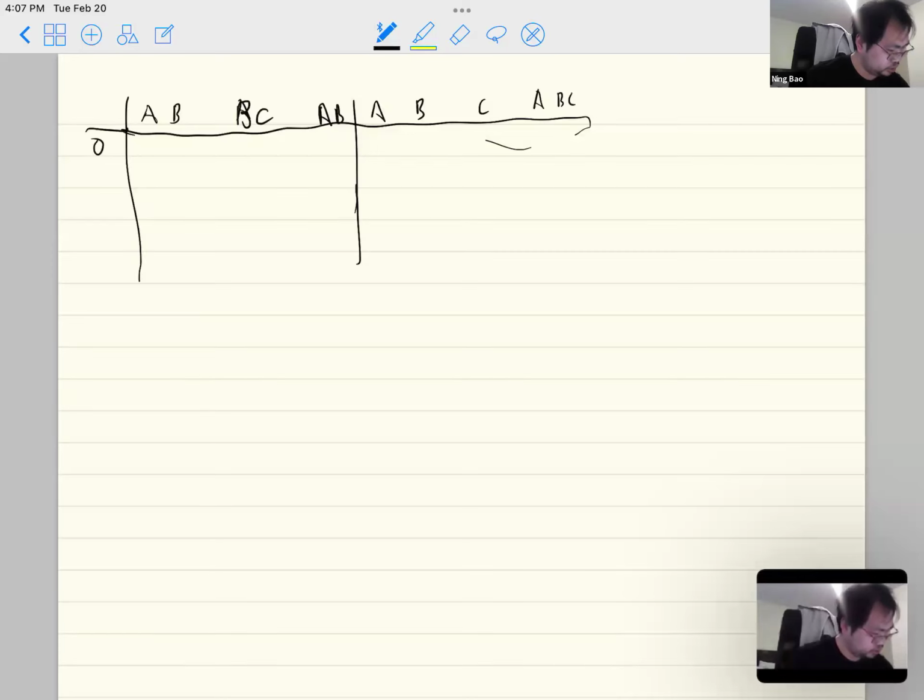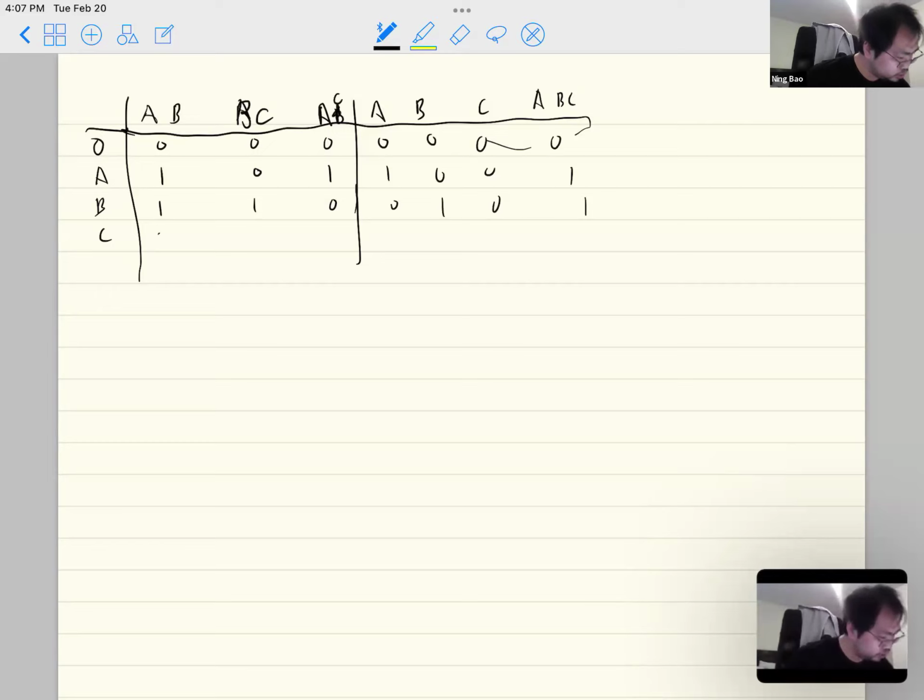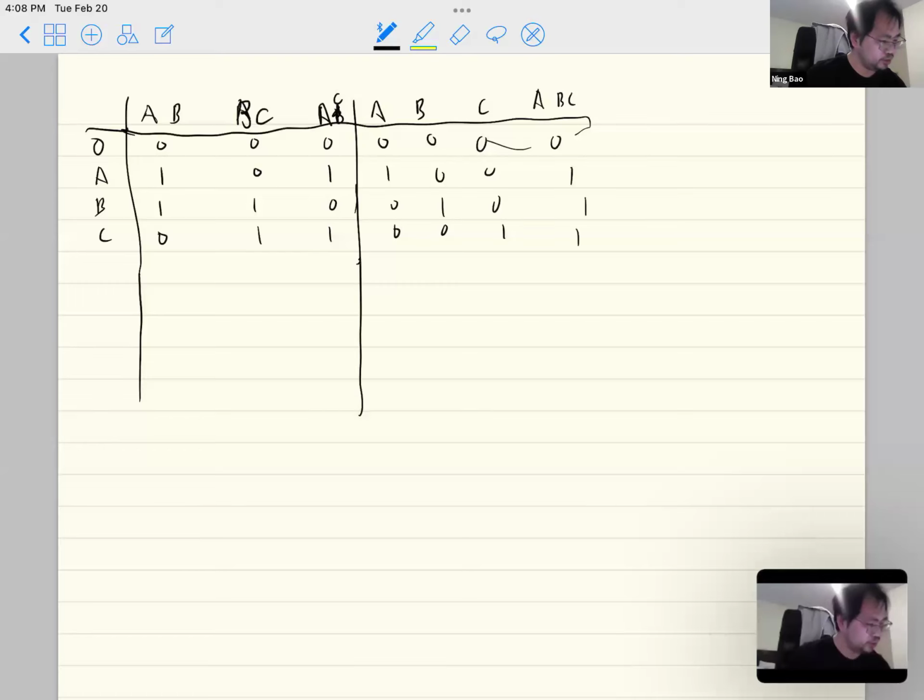A, B, C: this is 0, 0, 0, 0, 0, 0, 0. And this is 1, 0, 1, 1, 0, 0, 1, 1, 1, 0, 1, 0, 1. Sorry, this is A, C, D. This is 0, 1, 1, 0, 0, 1, 1. And then we need to map every vertex on the left-hand side to a vertex on the right-hand side.